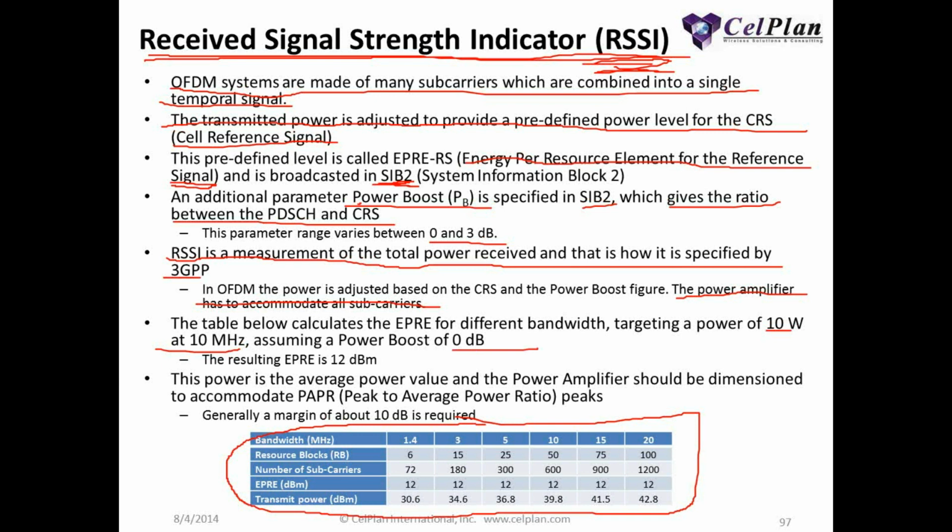Of course, the EPRE gives us the average power of the power amplifier, but due to PAPR, we need to accommodate the peaks. So generally, a margin of about 10 dB is required on top of the power capacity of the power amplifier.